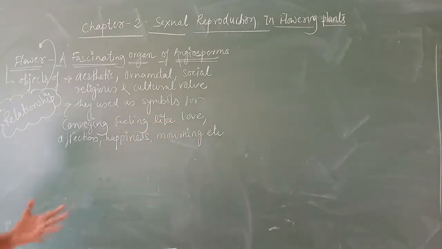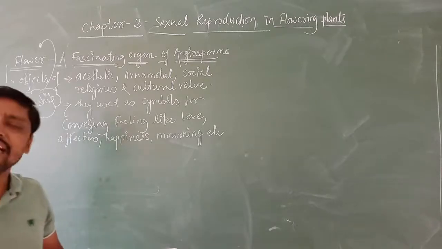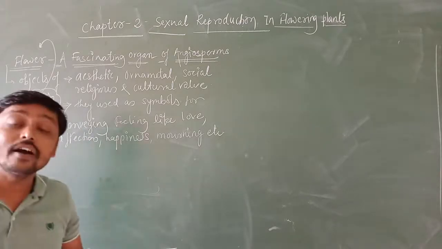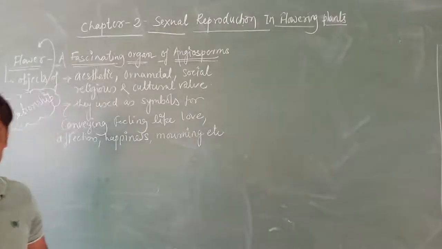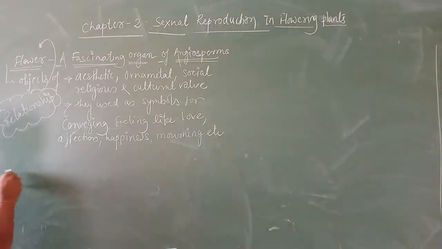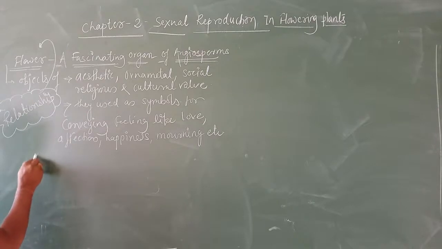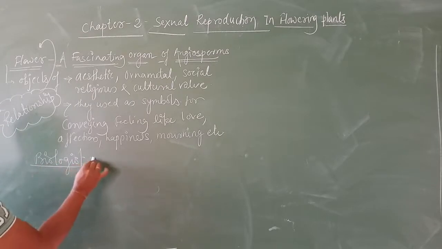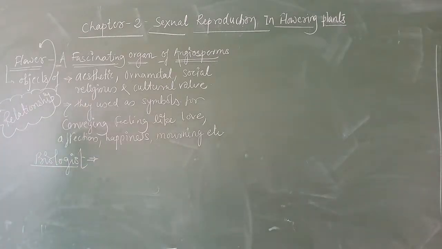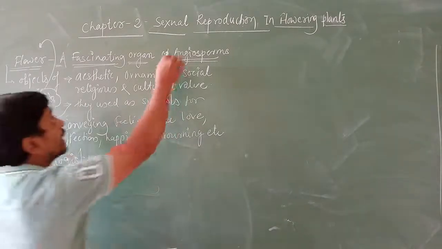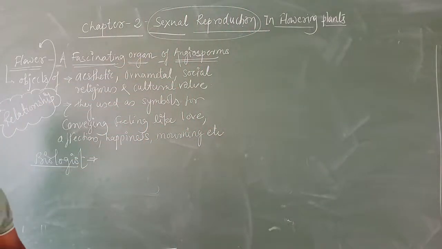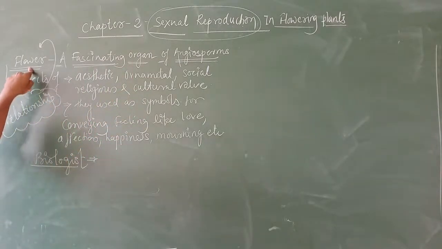Then we use the flowers for affection, happiness, mourning, etc. These all are, in general, the importance of the flower that we come across. Apart from this, from the view of a biologist, the flower is the main important organ which takes part in sexual reproduction. For sexual reproduction, what do plants need? The flower.